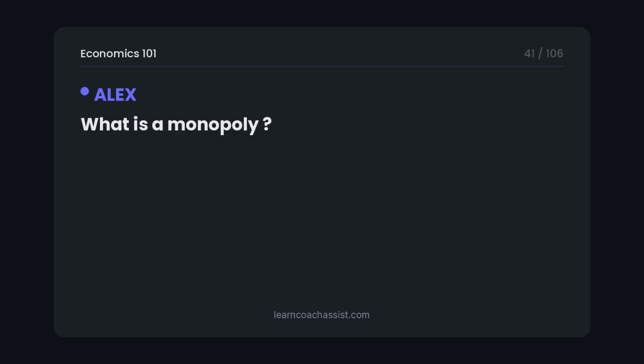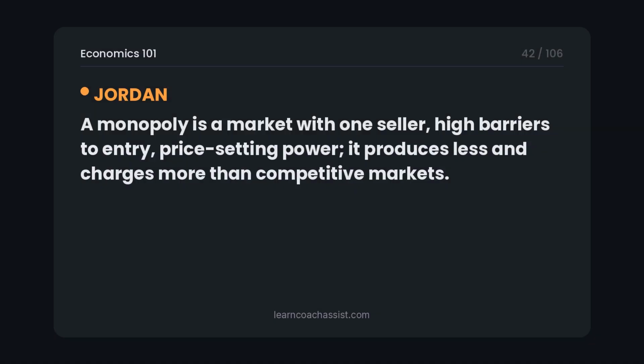What is a monopoly? A monopoly is a market with one seller, high barriers to entry, price-setting power. It produces less and charges more than competitive markets.